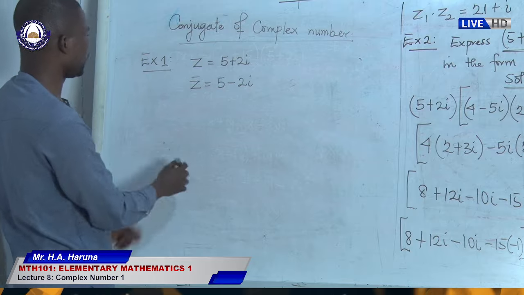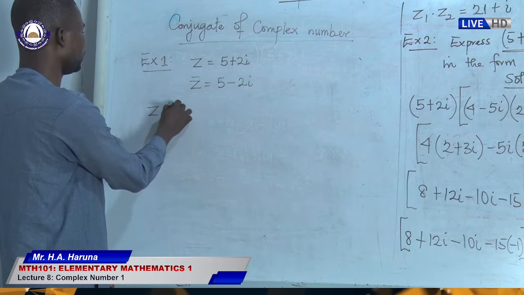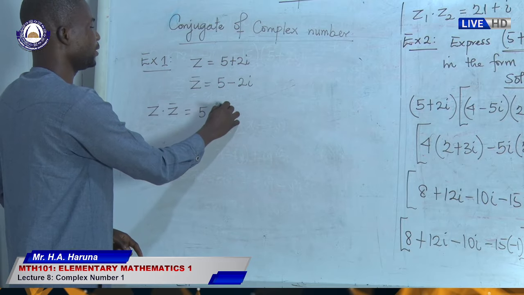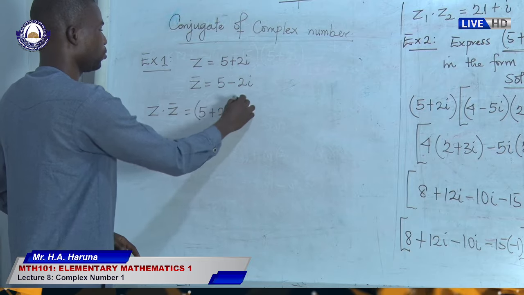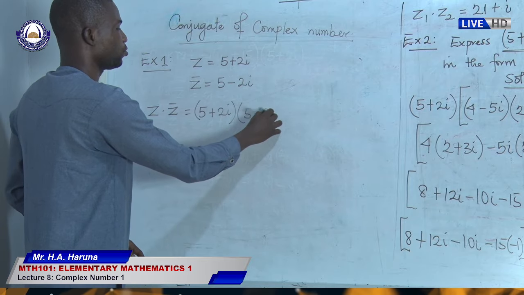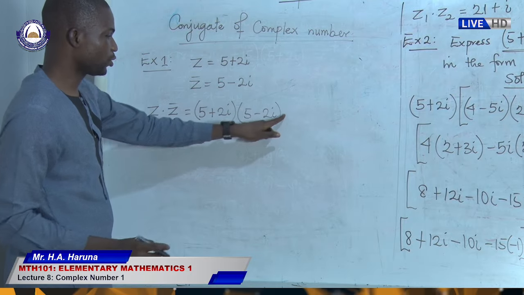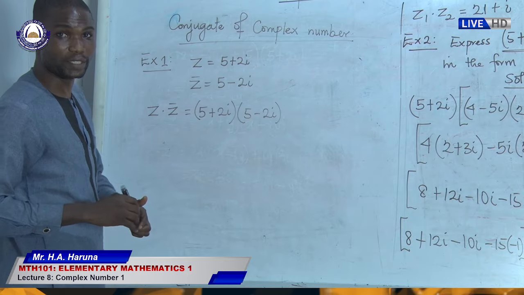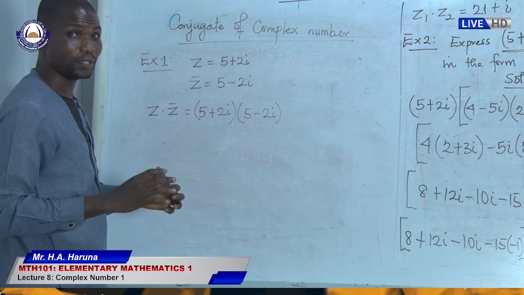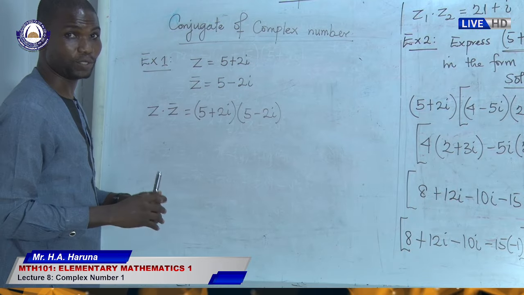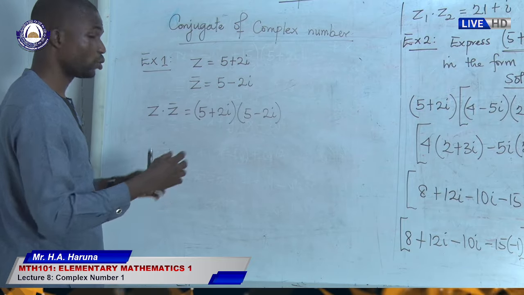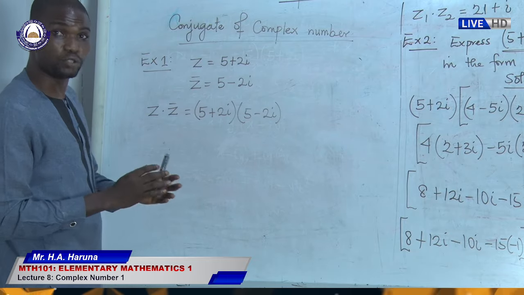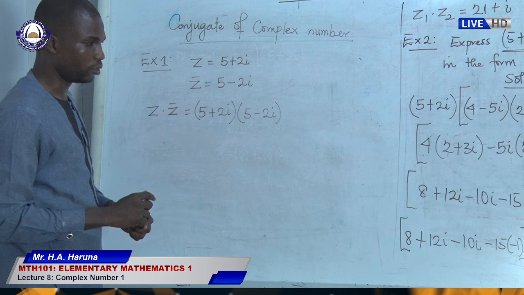So you want to multiply by the conjugate, so you say z dot z bar, which is the conjugate. So you say 5 plus 2i into 5 minus 2i. There's something very interesting here. When you multiply a complex number by its conjugate, it gives you a real number. That should be something you must be familiar with. So when you see something of such in any exam or test, you know that when you multiply a complex number by its conjugate, it gives you a real number.